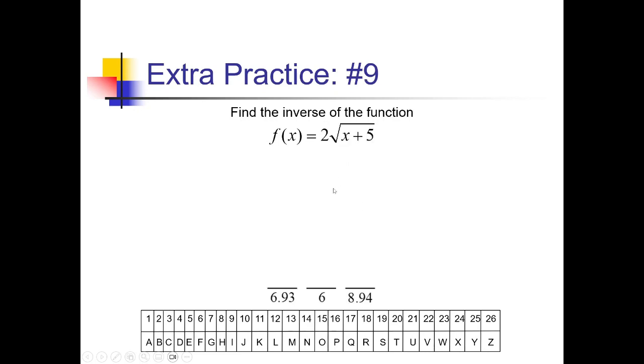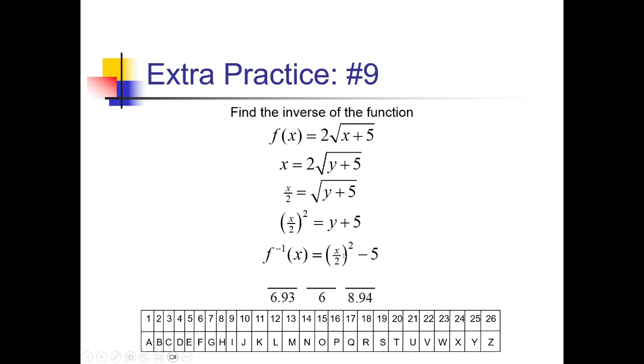For this one, let me start by swapping the x and the y. So I can write this as x equals 2 times radical y plus 5. And then to get y by itself, let me start by dividing both sides by 2. And then to unsquare root this, I have to square both sides. So x over 2 squared on the left side, and then y plus 5 on the right. And then finally, let's subtract 5 from both sides to get y truly by itself.